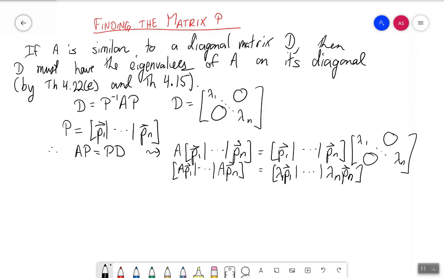So in other words, equating these columns, we get that AP1 is equal to lambda 1 P1, and so on, up to APn equal to lambda n Pn.